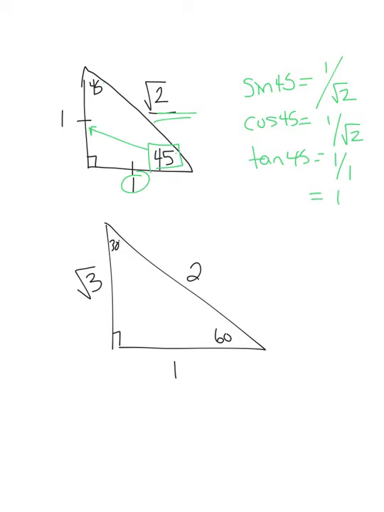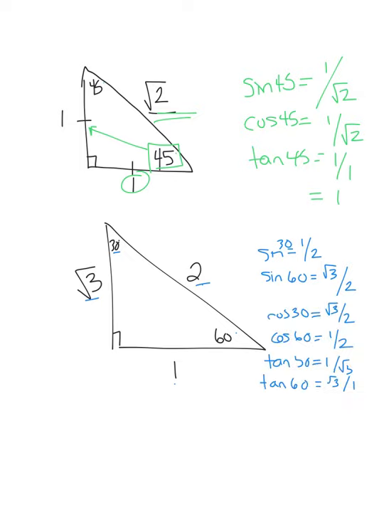Using the bottom triangle, I could do sine of 30. Here's my 30, my opposite is 1, my hypotenuse is 2. I could do sine of 60. My opposite of 60 is root 3, and my hypotenuse is 2. The same way I could do cos of 30 and 60 and tan of 30 and 60. So here you will see I did cos of 30 and 60 and tan of 30 and 60 for you to get those answers and double check them yourselves.